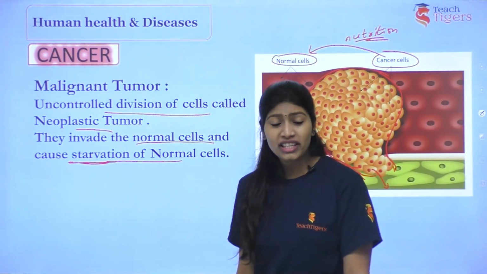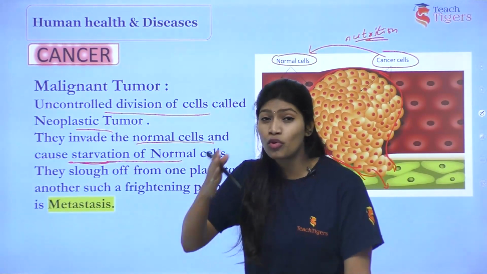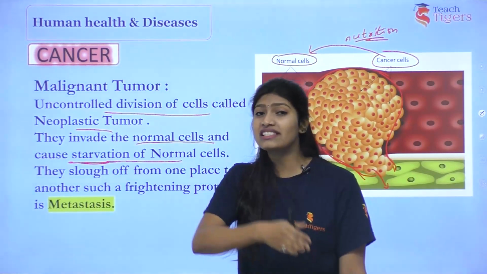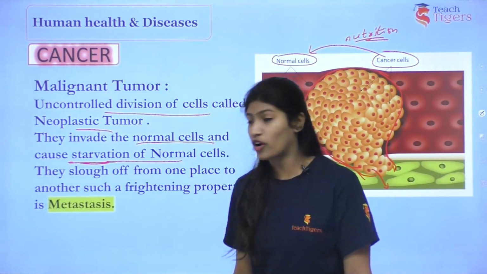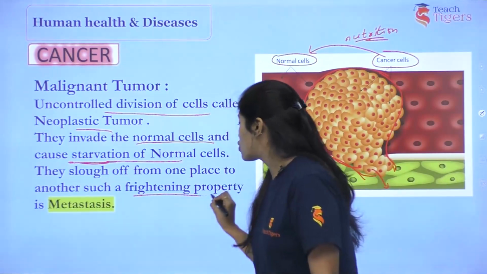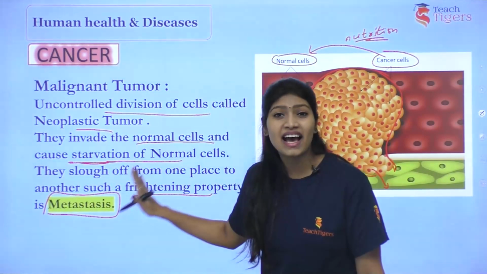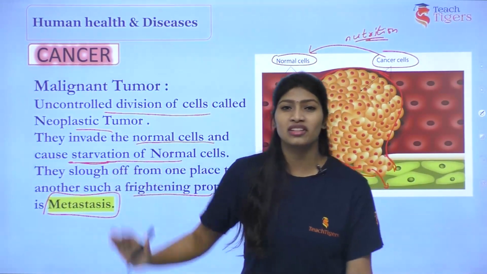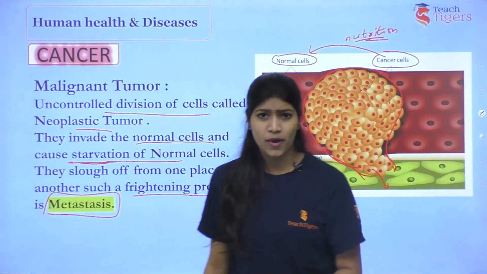And not only that, this malignant tumor exhibits a frightening property of moving or invading from one cell to another and affects various tissues and organs of the body. That frightening phenomenon or property is called metastasis. Metastasis, movement from one place to another place. This is about the malignant tumor. Let us know more about this cancer.